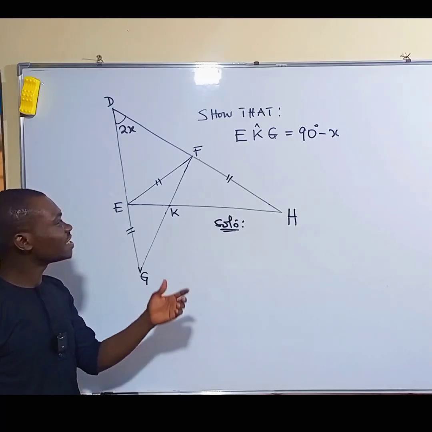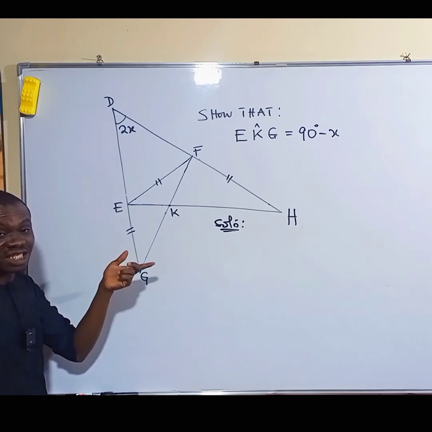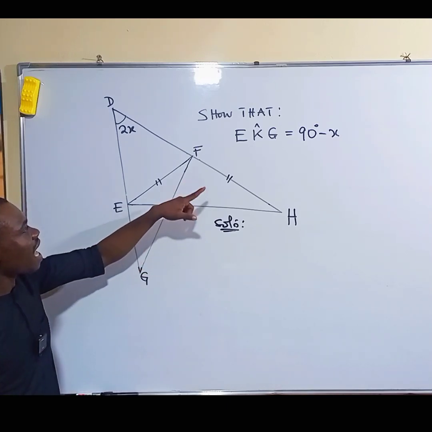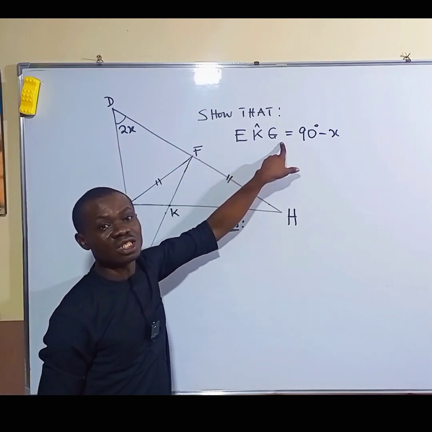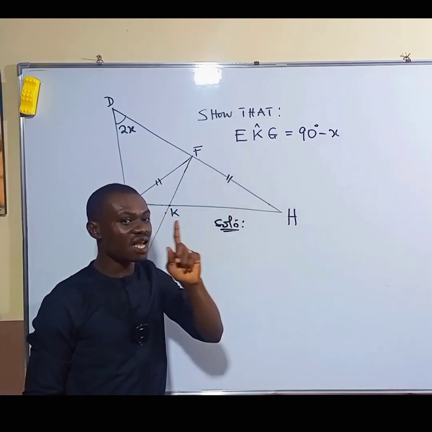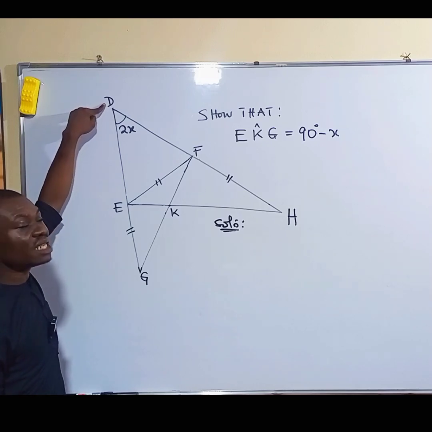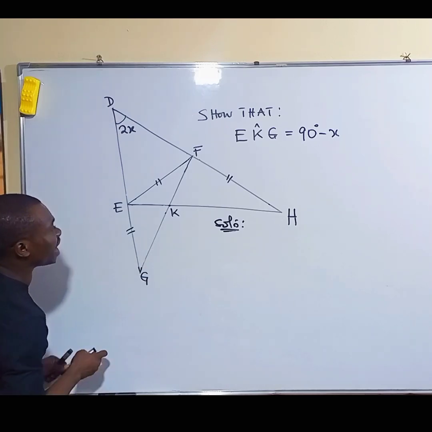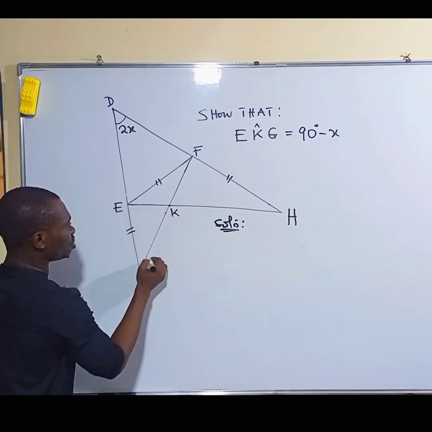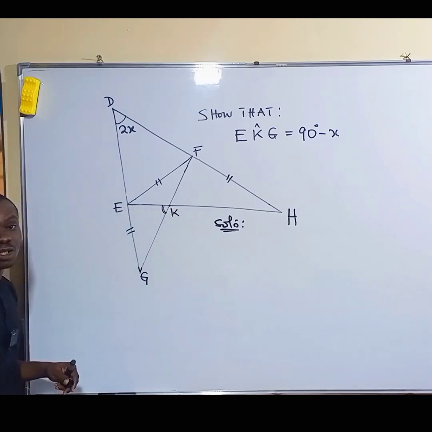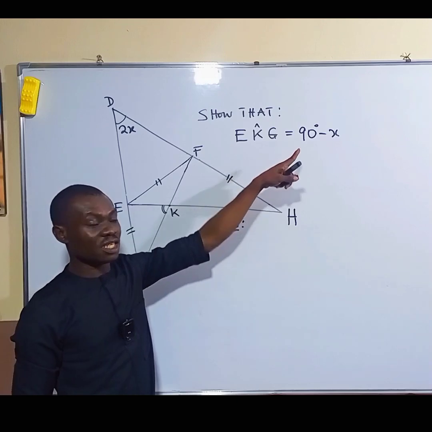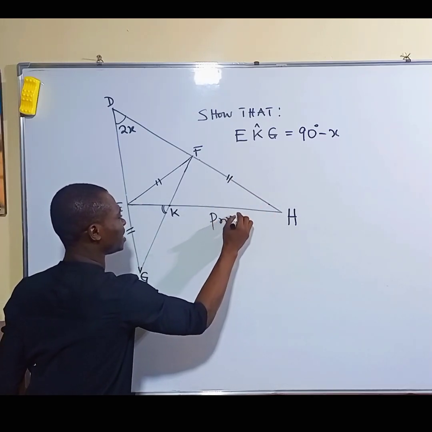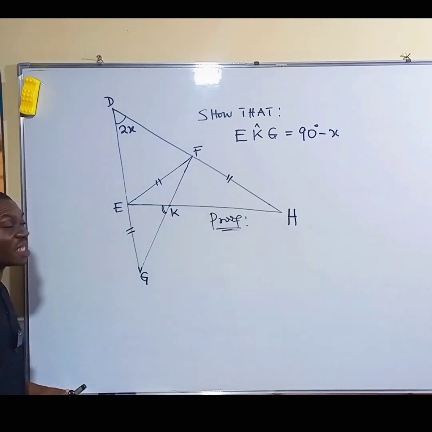Right, hello everyone. Here we have a problem from plane geometry on triangles. We are asked to show that angle EKG is equal to 90 minus x, where angle D is 2x, and EKG is this angle here. So we are to show that this angle is equal to that. This should be a proof. Let's see how fast we can do that.